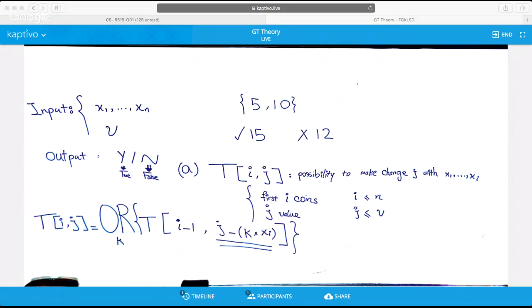And to be precise, k can be an integer at least 0, and we should only note that k should not make the second term of the table negative. So it should be at most j over xi. So there we have the solution for part B.